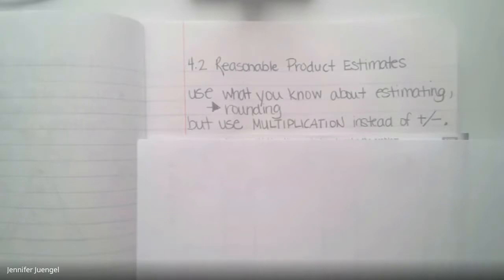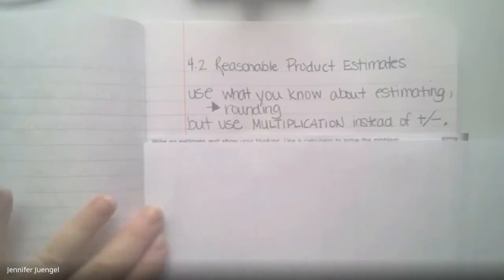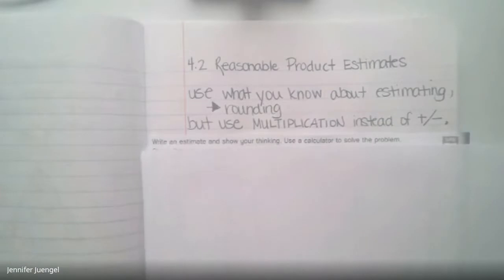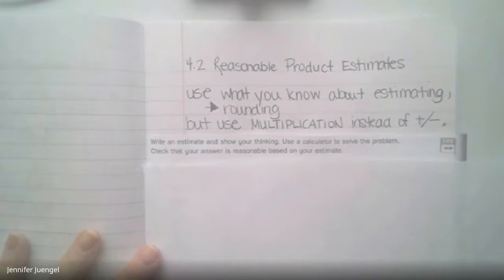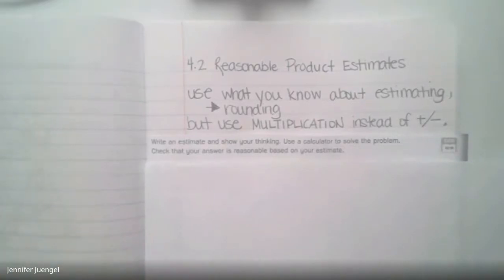I'm going to pull one straight out of your journal, and we're going to try this one together today before you go off and try this work on your own. The directions tell us to write an estimate and show your thinking. Remember what we've talked about all this year: as a mathematician, not only do you need to choose the correct operations, but we want to know why. What clues in the story gave you the reason to use that particular operation? It says we can use a calculator to solve the problem and check that our answer is reasonable based on our estimate. So we've done this work before, right?